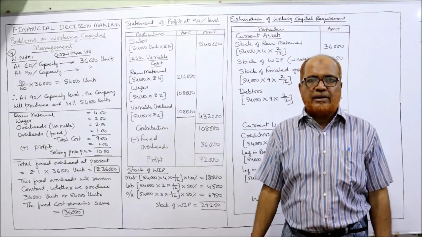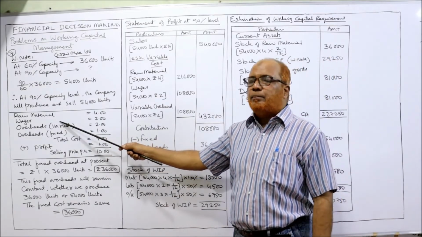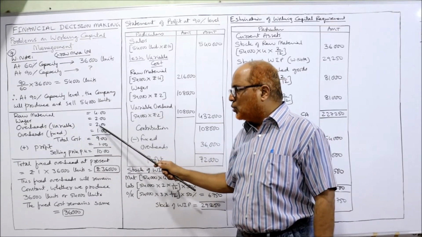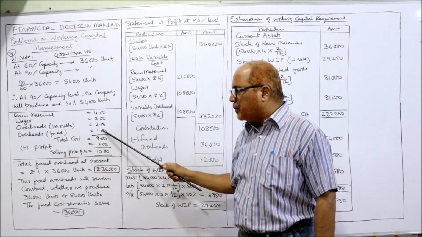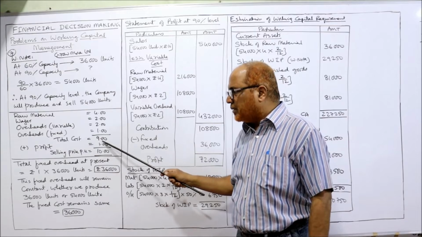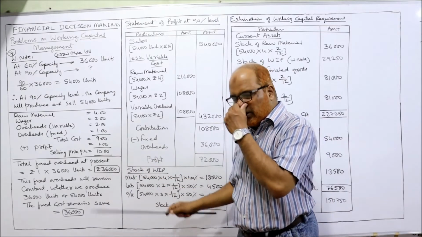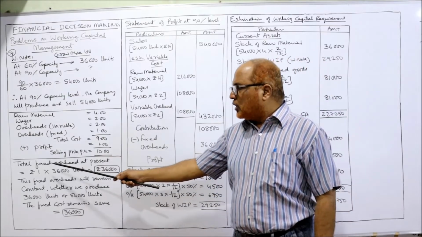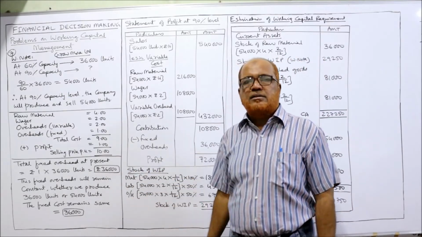First calculation completed. Now, raw material per unit is given 4 rupees, wages 2 rupees, variable overheads 2 rupees and fixed overheads are 1 rupee. Total cost is 9 rupees. Profit 1 rupee, add up, you'll get selling price 10 rupees. That's it.